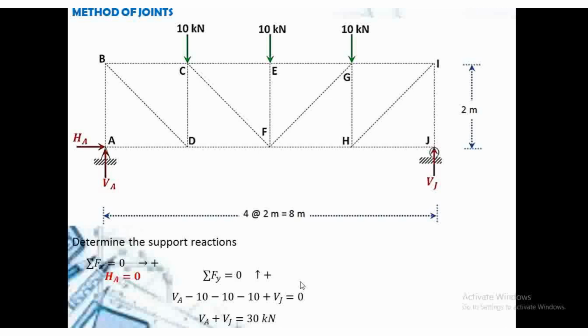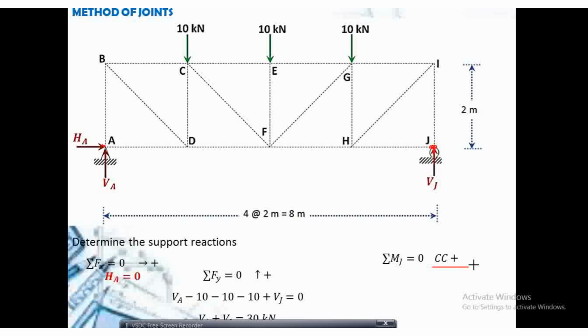I need one more equation para makuha ko yung values ni VA and ni VJ. May isa pa akong equation na natitira, yun yung summation of moments. Now, I chose to take summation of moments dito sa my point J. Nasa sa inyo kung gusto nyong mag-moment kay point A. What's important here is the direction. For my case, I'm going to take moments at point J wherein clockwise positive.